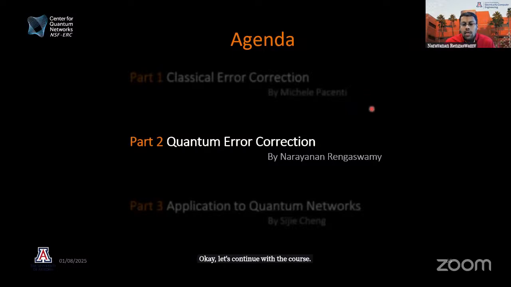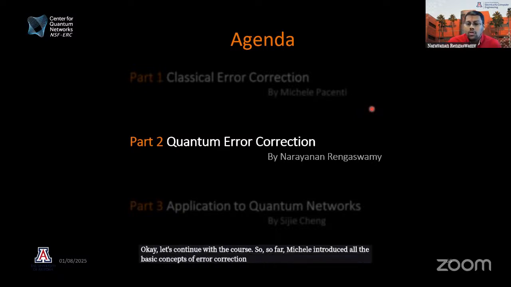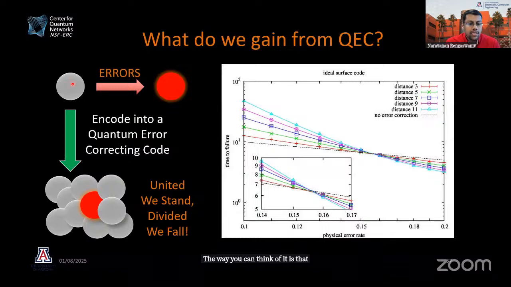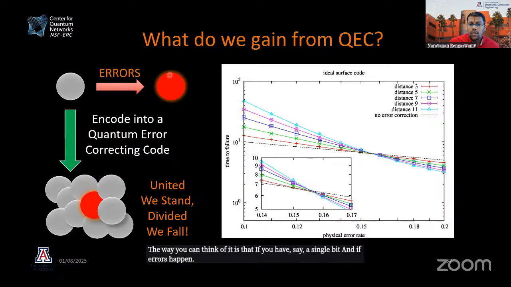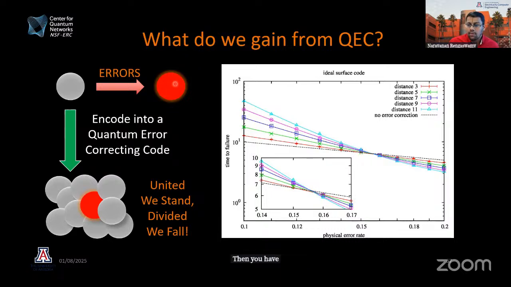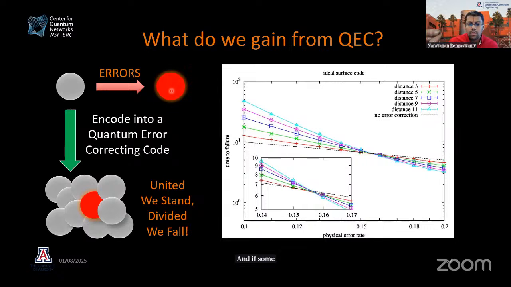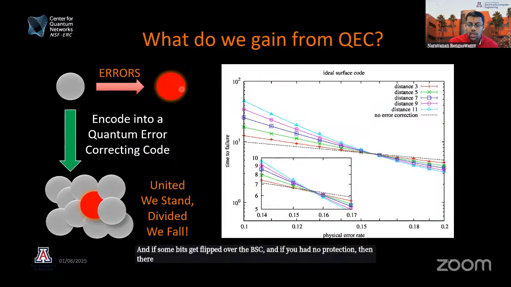So far, Michele introduced all the basic concepts of error correction. In a nutshell, if you want to think of it intuitively, if you have, say, a single bit, and if errors happen, then you have no way of knowing that something wrong happened. If you just transmit raw data over the channel, and some bits get flipped over the BSC, and you had no protection, then there's no way you can learn about the errors.